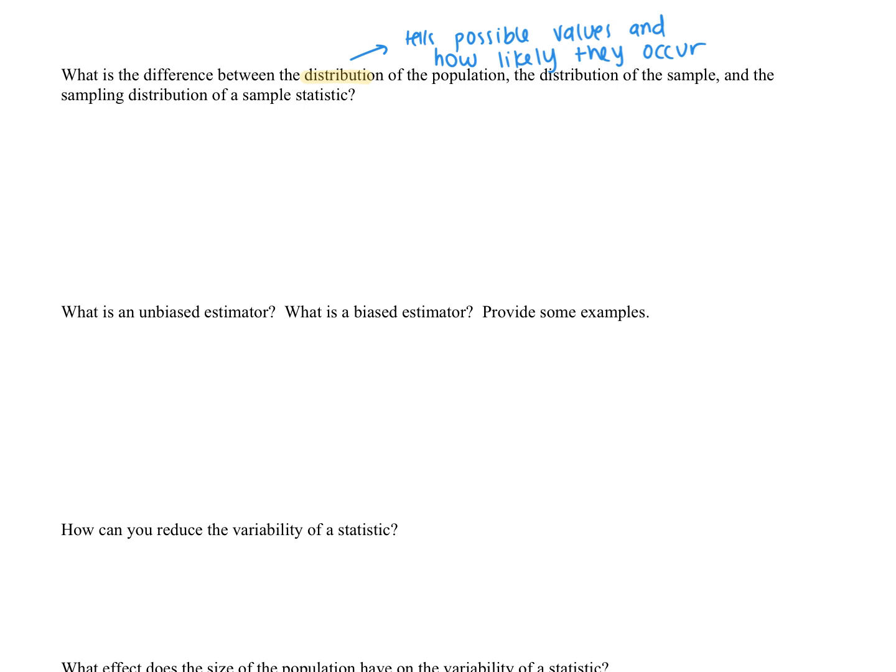So there are 3 different distributions. We can have the distribution of the population. Well, this is exactly what it sounds like. It tells us the possible values in the population and how often they occur. On the other hand, we could have the distribution of the sample. That's the possible values in the sample and how often they occur. And then we could have the sample statistic. And the term we've been using for that is sampling distribution.